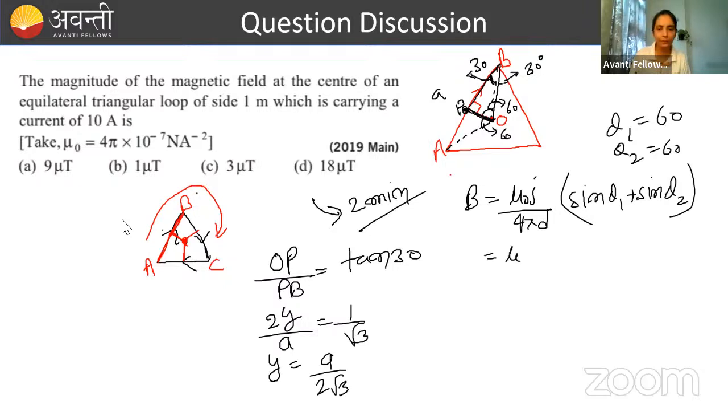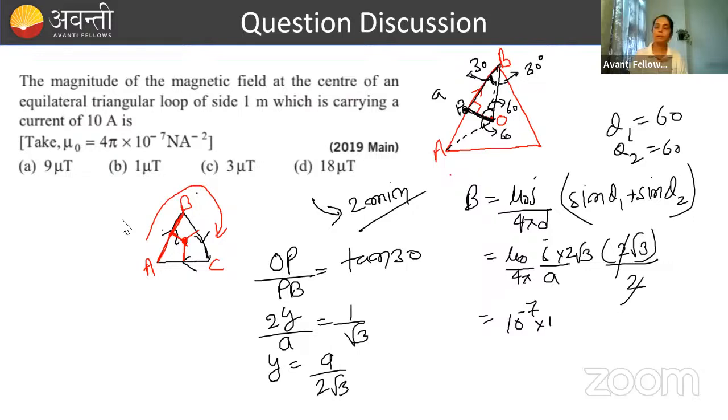So what is it? Mu naught by 4 pi I by how much? A by 2 root 3, and sine 60 is how much? Root 3 by 2 plus root 3 by 2. So that is 2 root 3 by A times root 3 by 2 plus root 3 by 2. So what will you write? 2 root 3 by 2. Mu naught by 4 pi is 10 to the power minus 7. I value is 10 ampere. A is 1. And this is 2 into root 3 into root 3 is 3. So 3 into 2 is 6. 6 into 10 to the power minus 6.